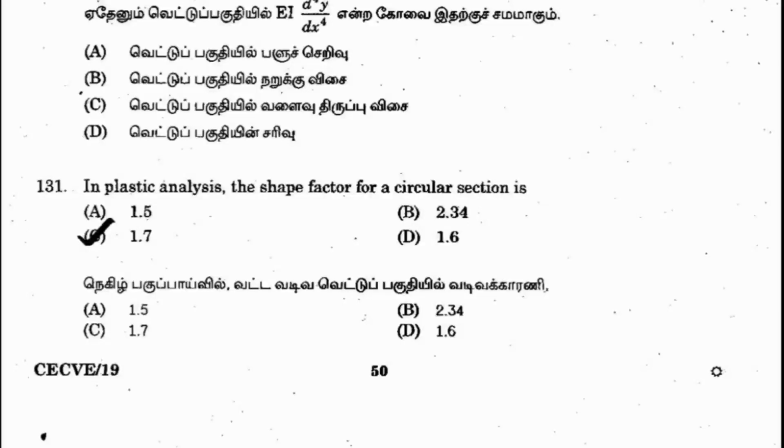So with respect to that only they will be taking the value for this, and based on that we are getting these values. Other values are: for diamond it is 2, for triangular it is 2.34, and for tubular, that is tubular circular section, it is 1.27.